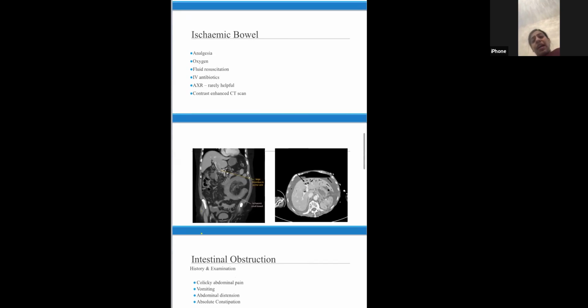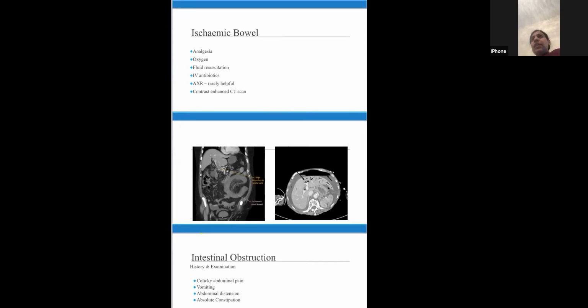So again, with ischemic bowel, the initial management, as long as you've done that, I'm sure none of this. So that's all you need.